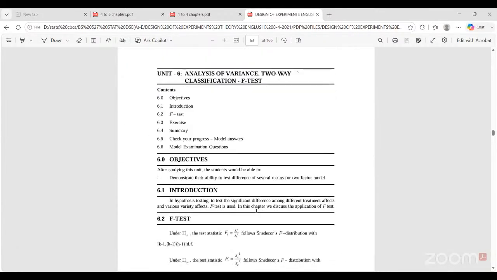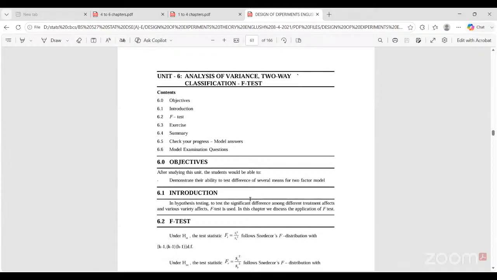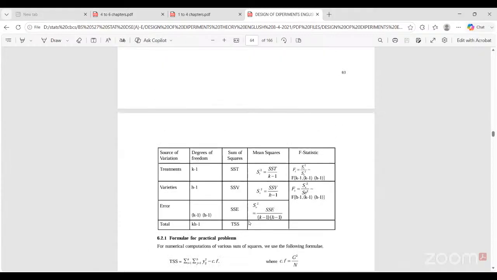See here, this is the analysis of variance, F test and Q test. This is the significance level. So we are taking the degrees of freedom. This is the sum of squares SST, mean sum of squares SST by K minus 1, F statistic. So this is the base, how we are taking the treatments, varieties and errors.